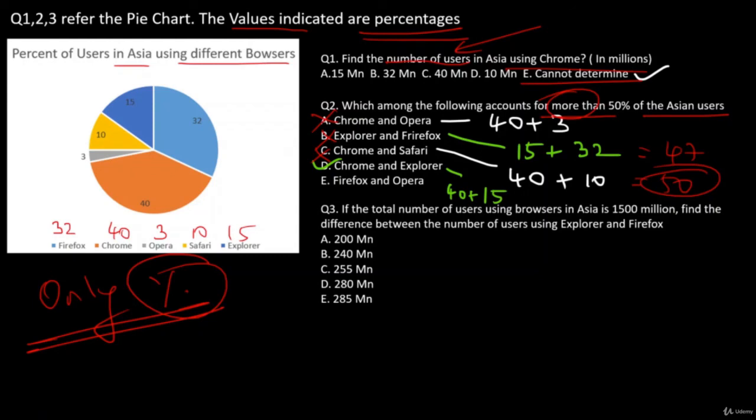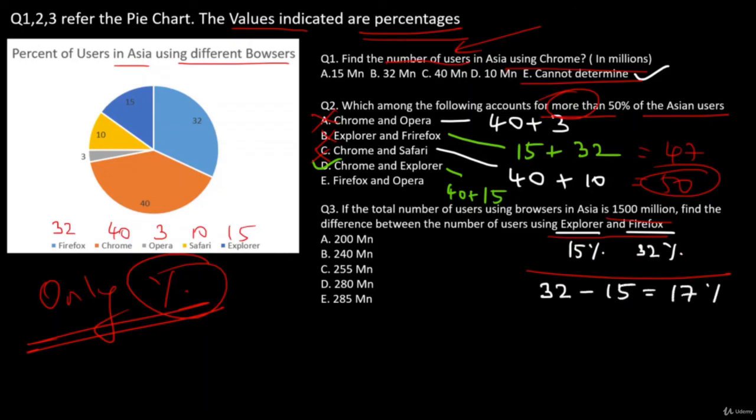All right, now let's move to the last question. If the total number of users using browsers in Asia is 1500 million, find the difference between the number of users using Explorer and Firefox. So Explorer accounts for 15% of the users and Firefox accounts for 32% of the users. Again, you can do it in two ways. You could find initially 15% of 1500, then you can find 32% of 1500, and then you can find the difference. But the faster way is just find the difference between these two percentages.